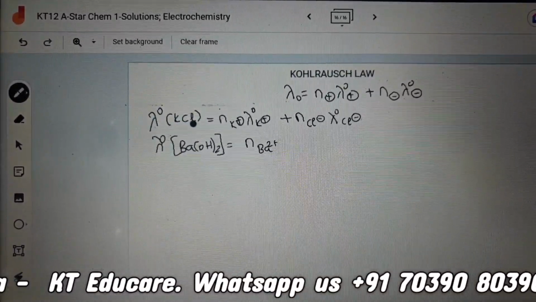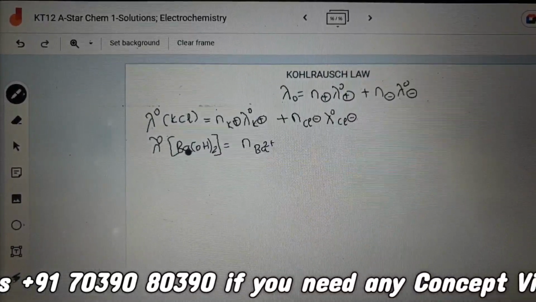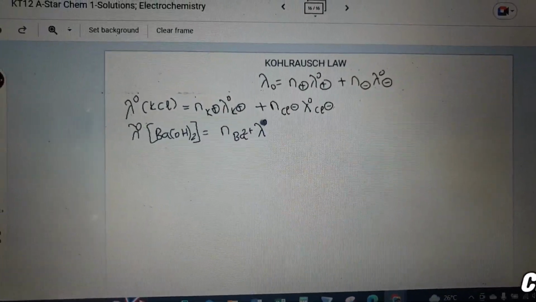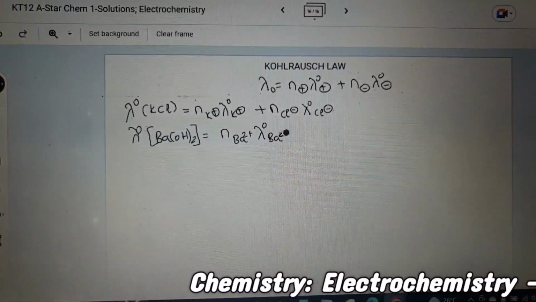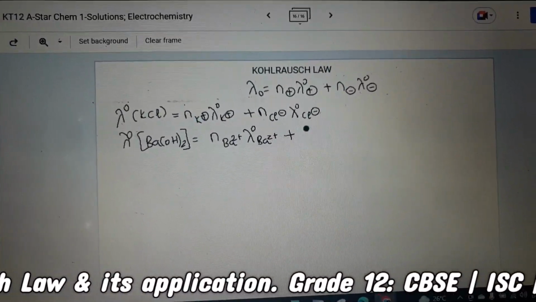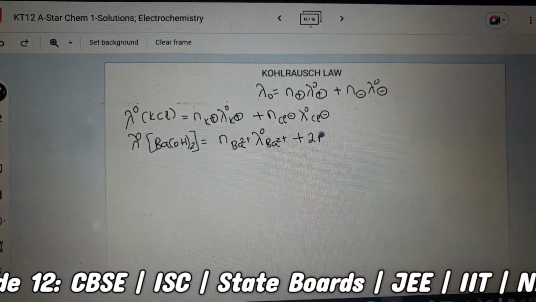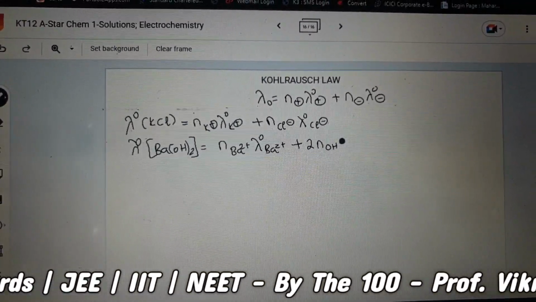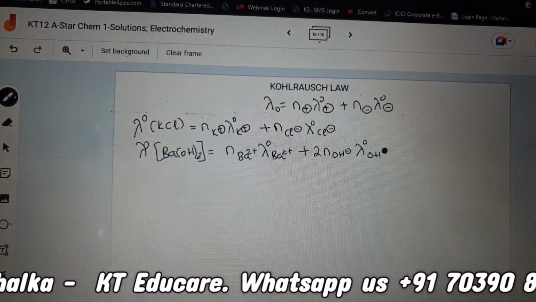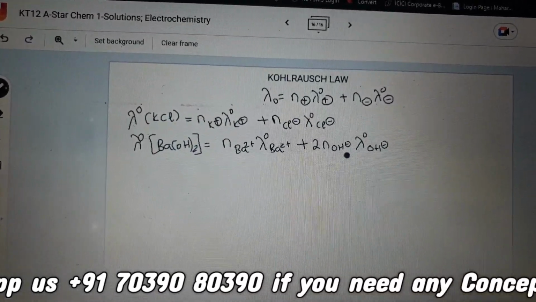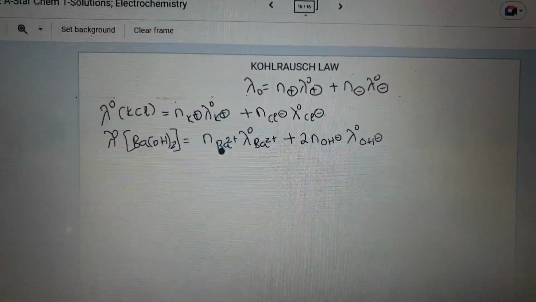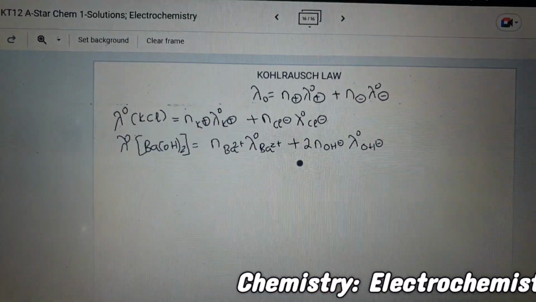1 mole of potassium combining with 1 mole of chlorine, or 1 mole of barium over here combining with 2 moles of hydroxide ion. So N of barium into lambda naught of barium 2 positive, correct, plus this is going to be 2 moles of hydroxide ion. So it is going to be 2 into N of OH negative ion into lambda naught of OH negative ion. So you need to consider the number of moles in order to calculate the total molar conductivity of a particular solution. That's how you do this particular solution.